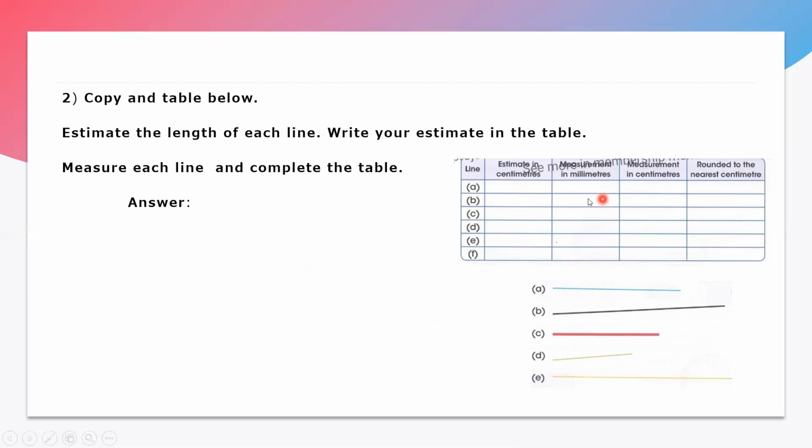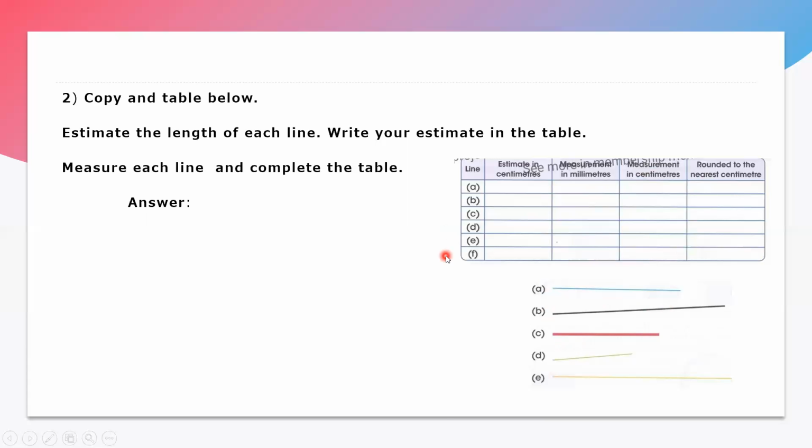And what about measurement in millimeters and measurement in centimeters? I'm telling you that measurement in centimeters is quite applicable, because these are all short lines. You all have a ruler with you, and on a ruler the unit is centimeters. So you can use a ruler, place 0 at this end, and just find how long it is. After that, write the measurement. Then you just convert it into millimeters, then round it to the nearest centimeter. Only that much.